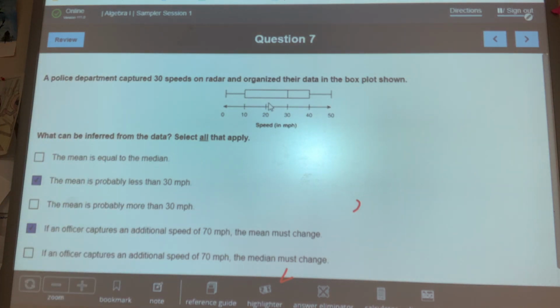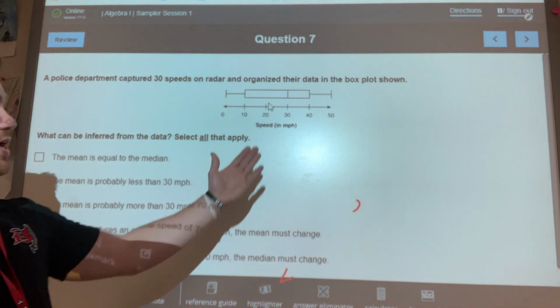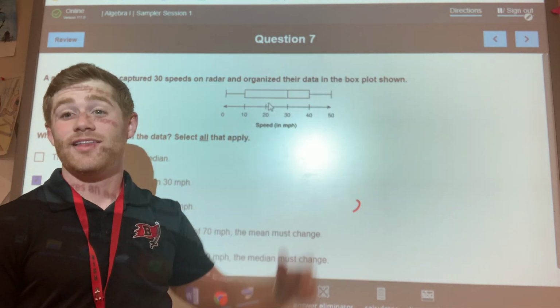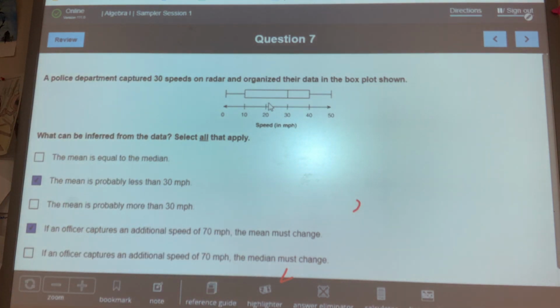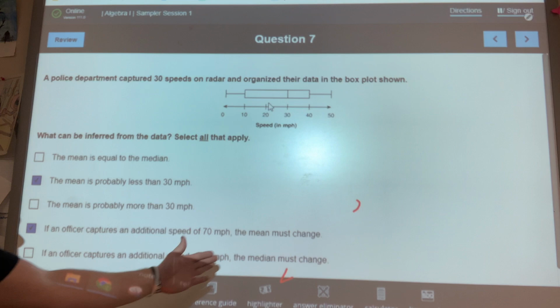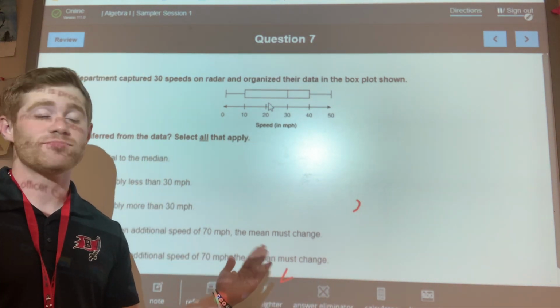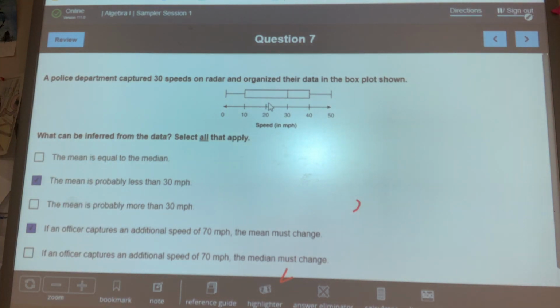Okay, D says an officer captures an additional speed of 70 miles per hour. The mean must change. Okay, I really hope that one's true, because if I add something that's a lot more than the rest of this data, that's going to change what the average is. So it has to be D. The last one says that if an officer captures an additional speed of 70 miles per hour, the mean must change and the median must change. That's not necessarily true. Okay, so it has to be B and it has to be D. Okay, on to the next one.